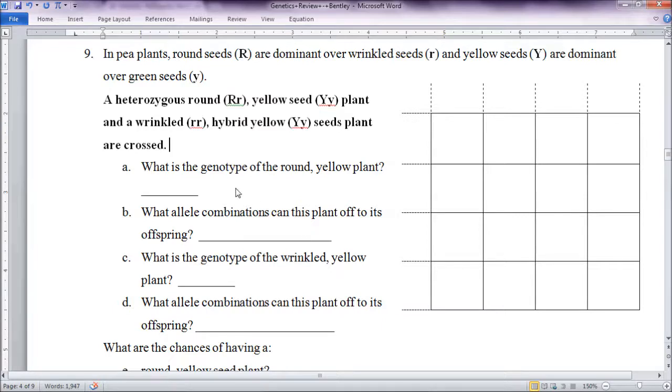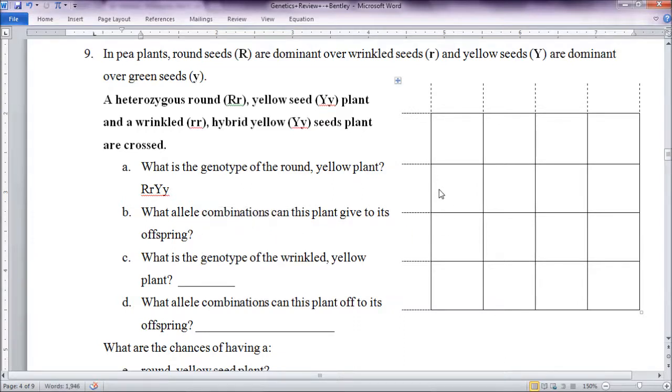It says, what is the genotype of the round yellow plant? So, it is big R, big Y, little y. What allele combinations can this plant offer to its offspring? That's an interesting way to say it. I think we meant to put give to its offspring. Yep, give. There we are. Let's just go with it then.